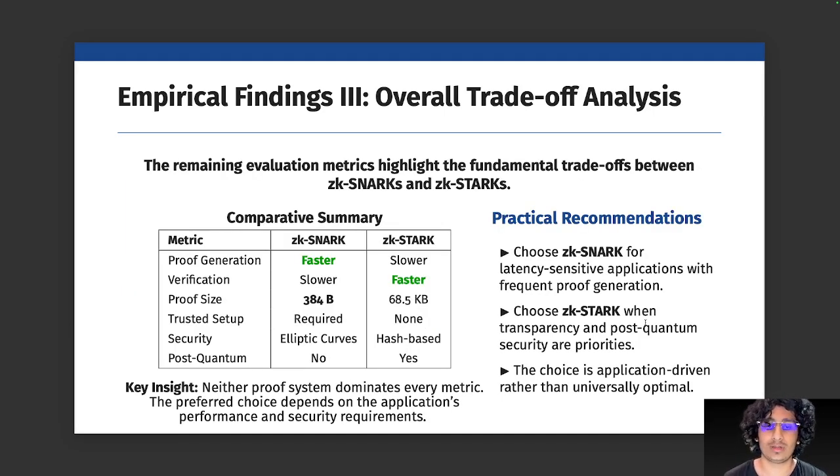Overall trade-offs. Putting everything together, we observe that neither proof system dominates every metric. SNARKs provide faster proof generation and extremely small proofs, but require a trusted setup. STARKs provide transparent construction, post-quantum security, and faster verification in our experiments, but much larger proofs. Therefore, selecting a proof system should depend on the application's requirements rather than assuming one protocol is universally superior.